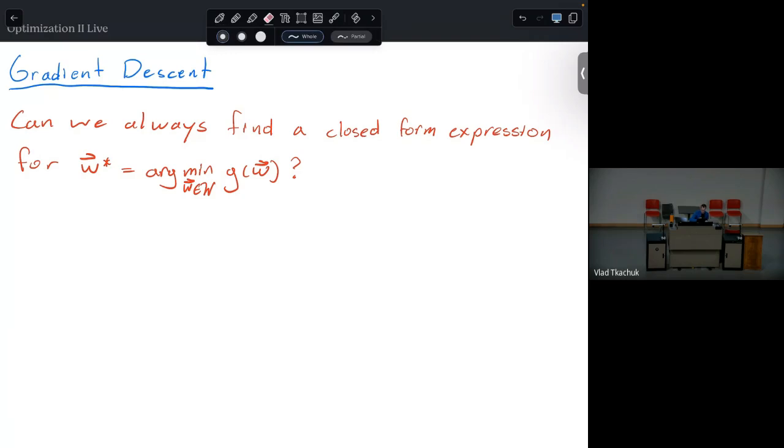Okay, maybe not, because we're going to start with the one-dimensional case. Okay, forget about that. So can we always find this? It would be great if the answer was yes, but the answer is unfortunately no. Okay, so the answer is no.